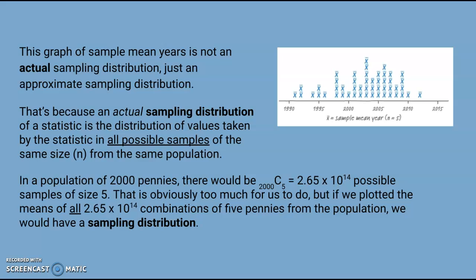Obviously, we're not going to be able to get them all. But if we could, and we plotted all 2.65 times 10 to the 14 combinations of 5 pennies from the population, that would be the sampling distribution. So the sampling distribution is something theoretical. We can't actually create it just because of the magnitude of the number of possible samples there are.